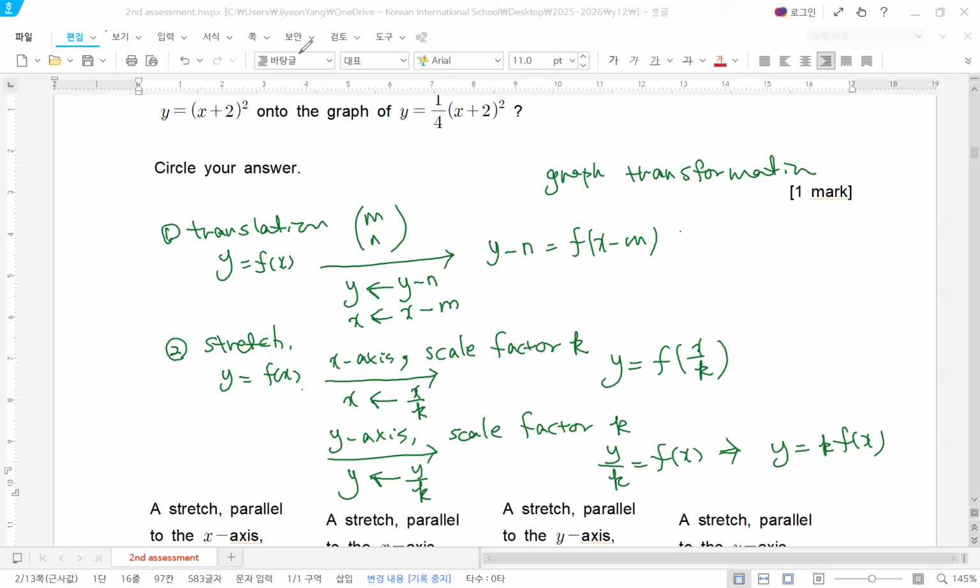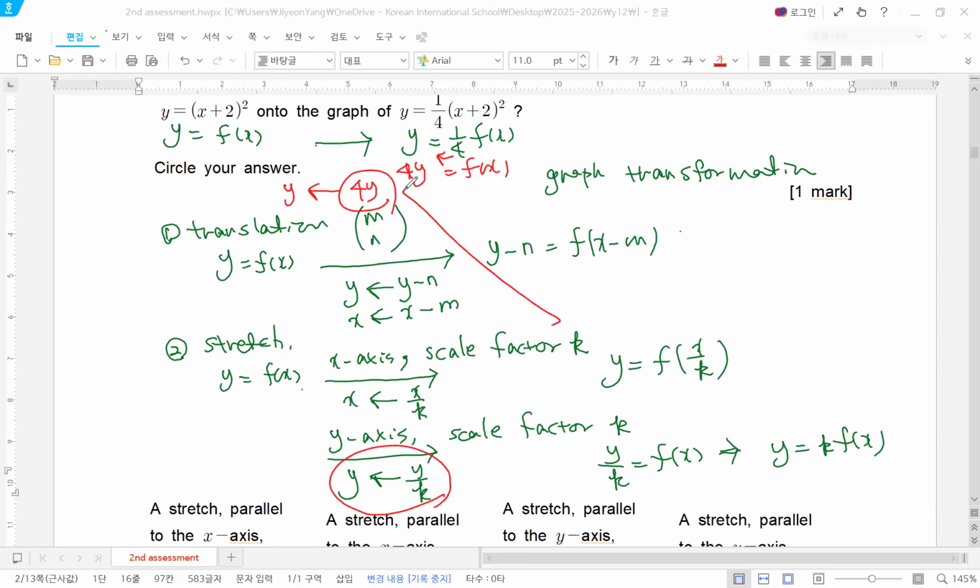Then please look at this equation. This is y equals f(x), and then it can be written as y equals 1 over 4 f(x). Do you understand? Okay. Then what do you think, students? So it seems like if you move 4 to the left side, it's going to be 4y equals f(x). So instead of y, it is written as 4y.